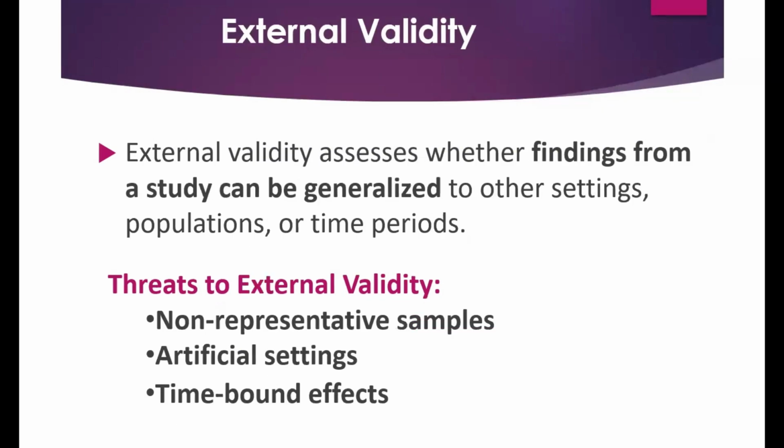External validity. External validity assesses whether findings from a study can be generalized to other settings, populations, or even time periods. And why does it matter in accounting research? Well, accounting research often aims to inform policies, regulations, and business practices. So if results are only applicable to a narrow sample, for example, U.S. Fortune 500 firms, they may not help regulators or global firms.